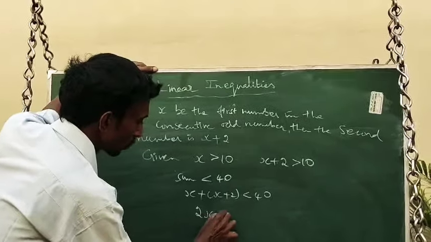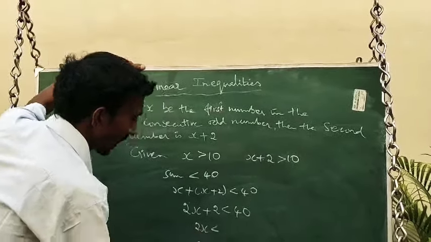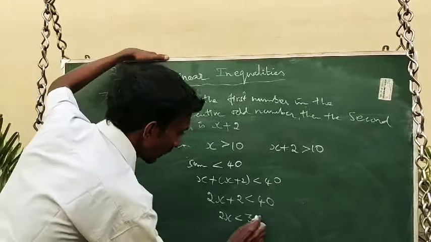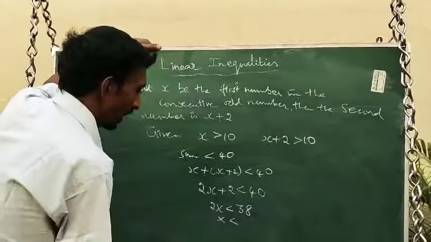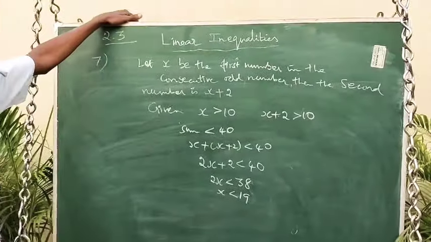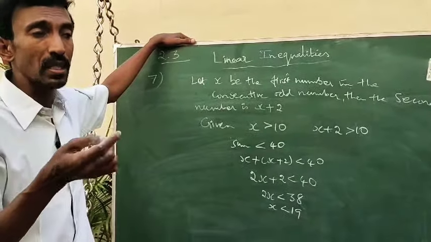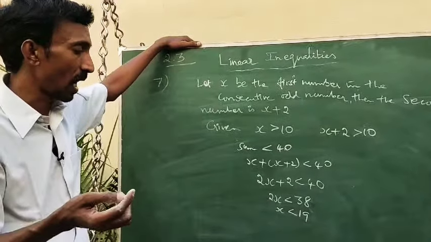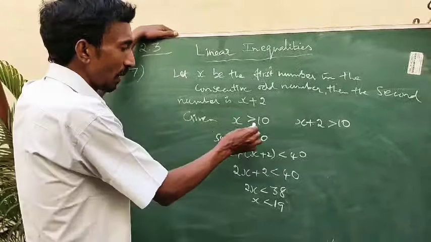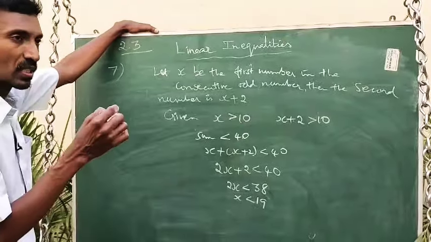So 2x plus 2 less than 40. So 2x less than 40 minus 2, 38. So x less than 38 by 2, so 19. x less than 19, but they are asking for all pairs of consecutive odd numbers satisfying this. And meantime it must be greater than 10. So greater than 10, what is the first odd number?